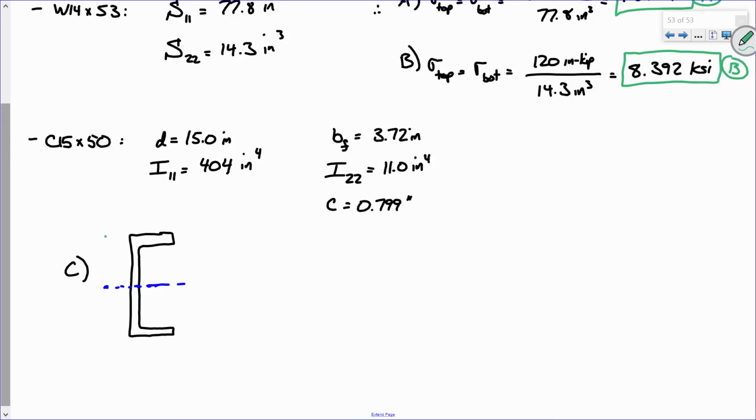All right, now, what can you tell me about this distance here and this distance? And what are they? 7.5, they're D over 2, right? So I propose that another way we can compute sigma top and sigma bottom is to take M times D over 2 divided by the moment of inertia. M y over I, right? Instead of shortcutting it with the section modulus.